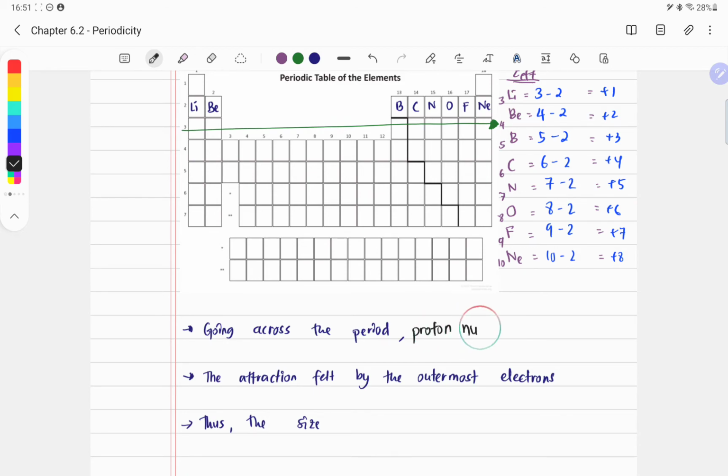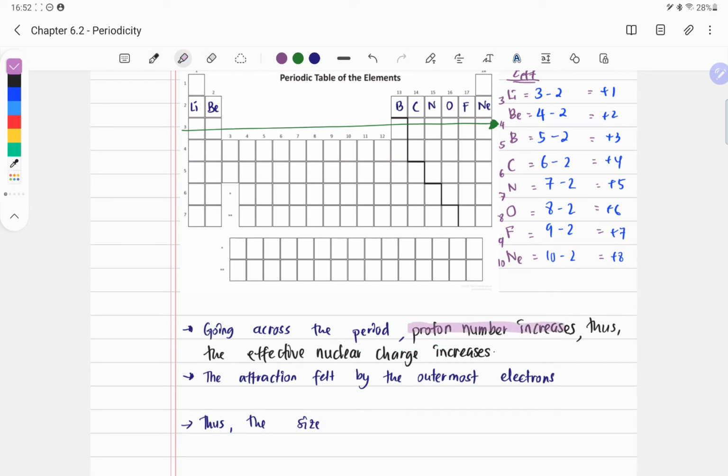Proton number increases, but the number of core electrons remains the same. Thus, the effective nuclear charge increases. Okay, increases. So we see the proton number increases. Okay, proton number increases, effective nuclear charge increases. This is the first thing we notice when we go from left to right on the periodic table.